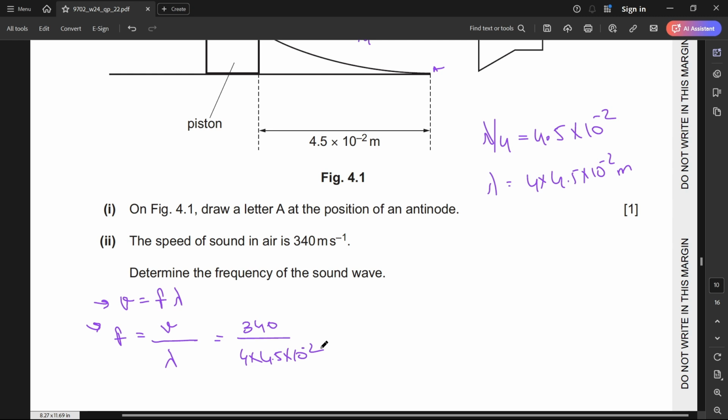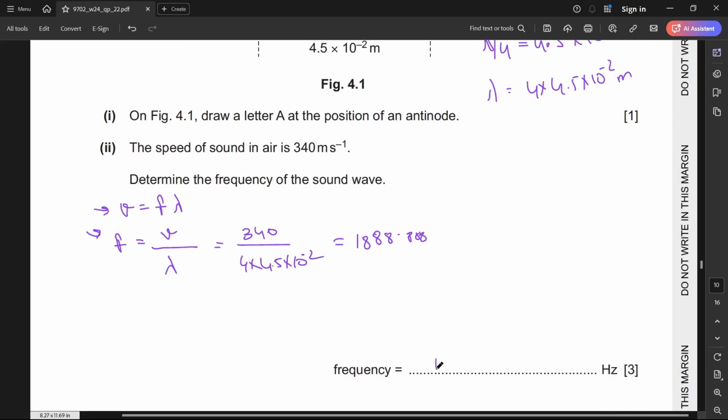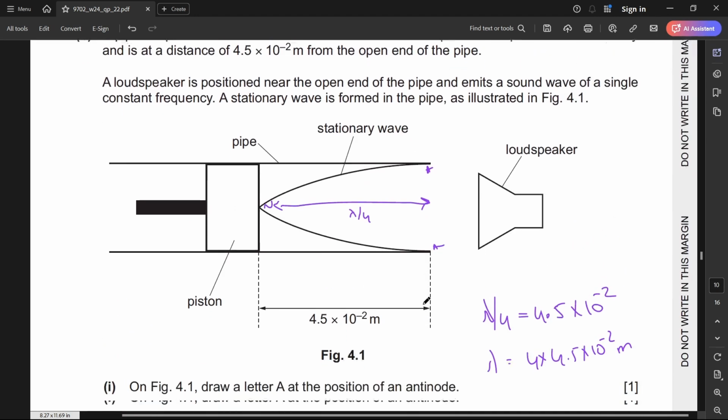So based on this, I can say that f is equal to 340 by 4 x 4.5 x 10^-2. And then if I use my calculator and substitute these values, let's see what I am going to get. 340 divided by 4 x 4.5 x 10^-2. It comes out to be 1888.88, so approximately 1900 hertz. So that is how we are done with part 2.